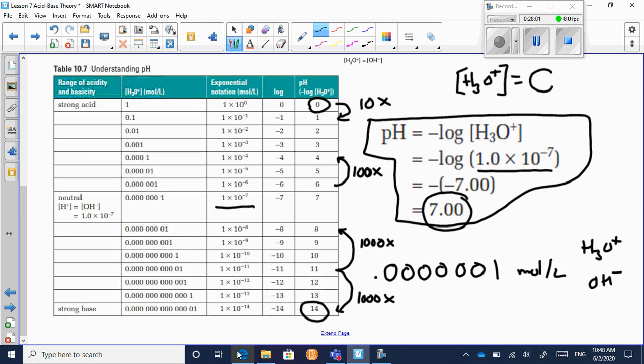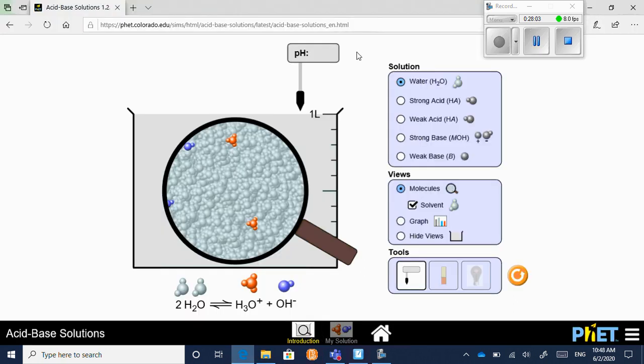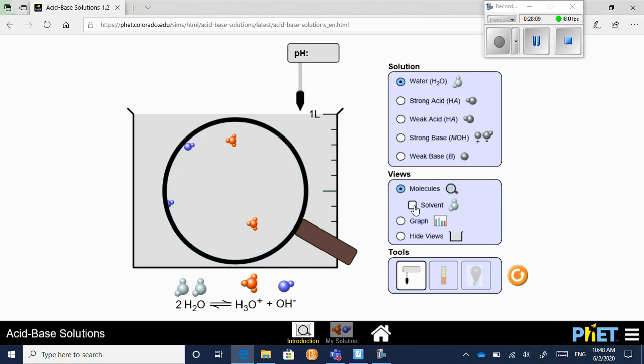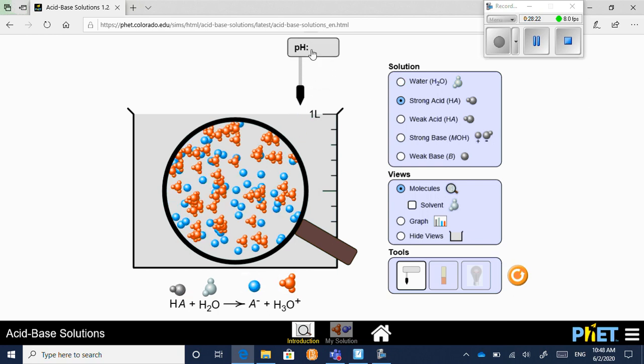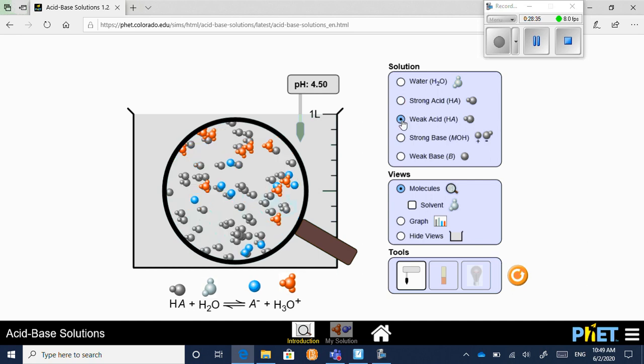So let me go back to our little applet. And sure enough, look at this. I'm going to get rid of the solvent just for a second. So here it is, this is pure water. If I were to dip a pH meter in, it would tell me that I have a pH of 7. It's neutral. What about a strong acid? Well, if I dip it in, it's got a pH of 2. So it's much lower. The lower the value, the more acidic it is. For a weak acid, it has a pH of about 4.5.